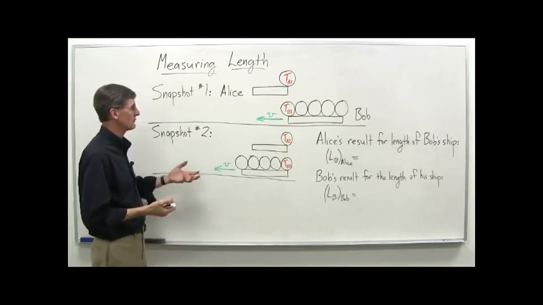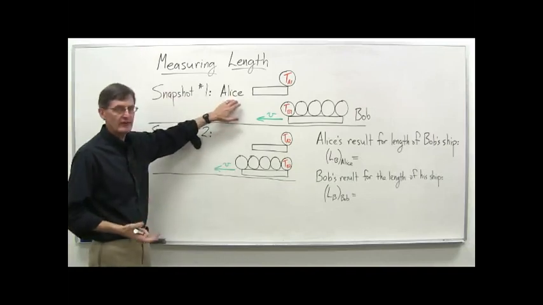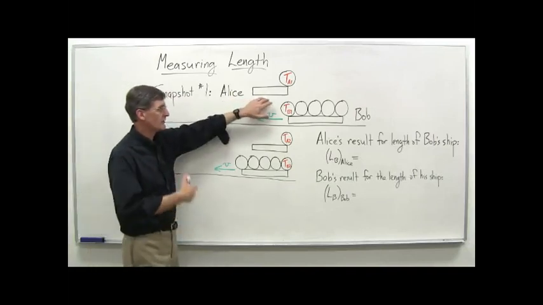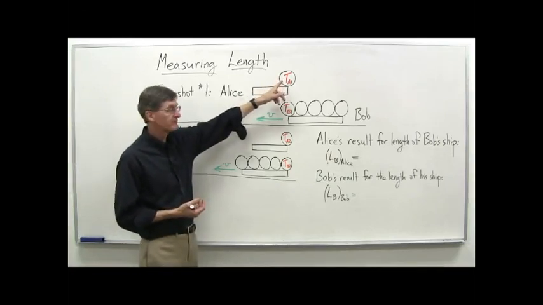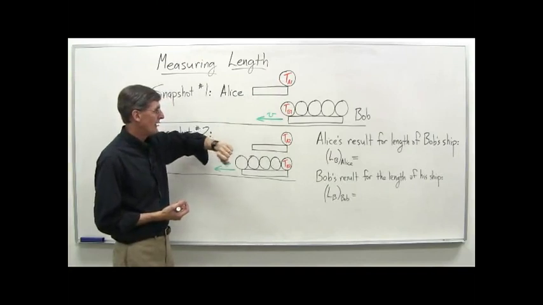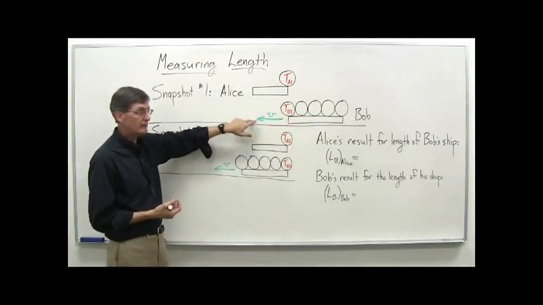And so here's our situation. We've got Alice and Bob again. Here is Alice. She is stationary. This is her ship or just some platform or something. We're just going to focus on one clock of hers for this example. And then here's Bob on his spaceship going by at some velocity v.